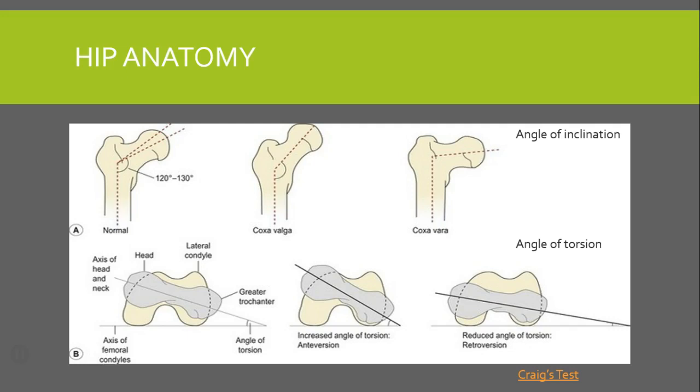Decreased angle of torsion is retroversion. This leads to increased joint stability, increased femoral external rotation, and results in a toe-out gait. Craig's test, which is linked at the bottom of the page, can give you a decent idea of the angle of torsion.